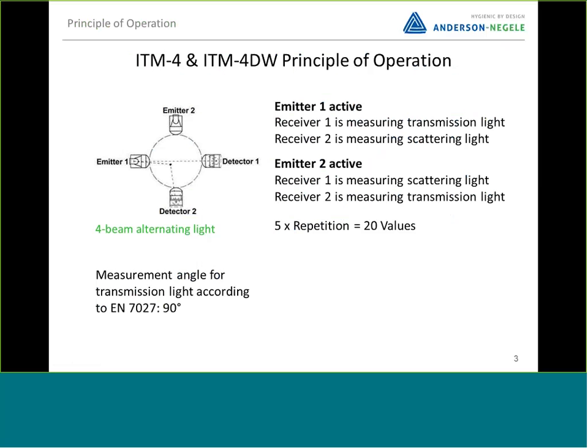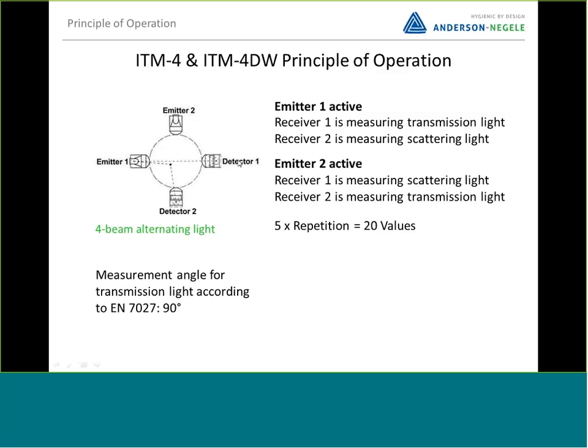So, for those who are not familiar with the ITM 4 and the ITM 4DW principle of operation, this is a flow-through turbidity sensor. That means that we're going to have to cut the pipeline, put in ferrules, and this will clamp into the pipeline, and all of the liquid in that pipe is going to flow through it. So this view that I have pictured here is actually looking through the flow tube. What that device employs is 2 light emitters and then 2 light detectors.